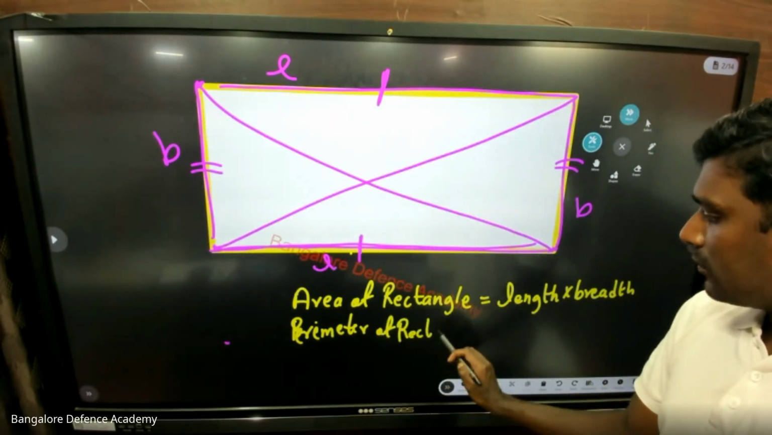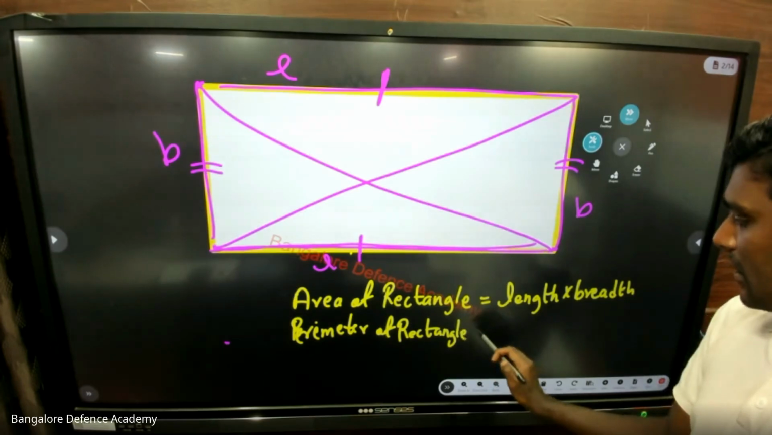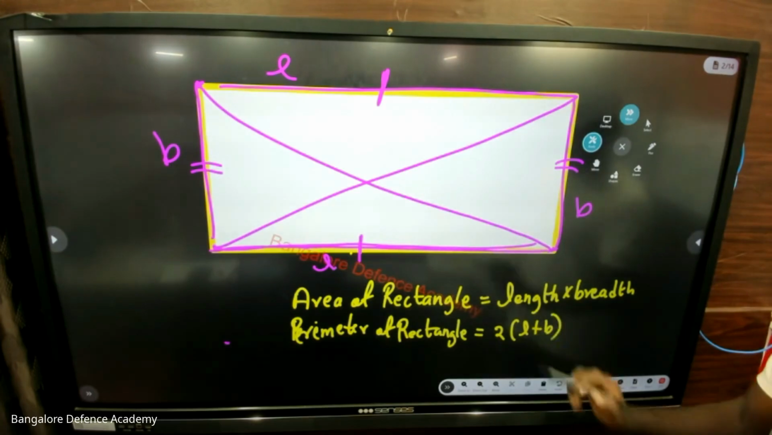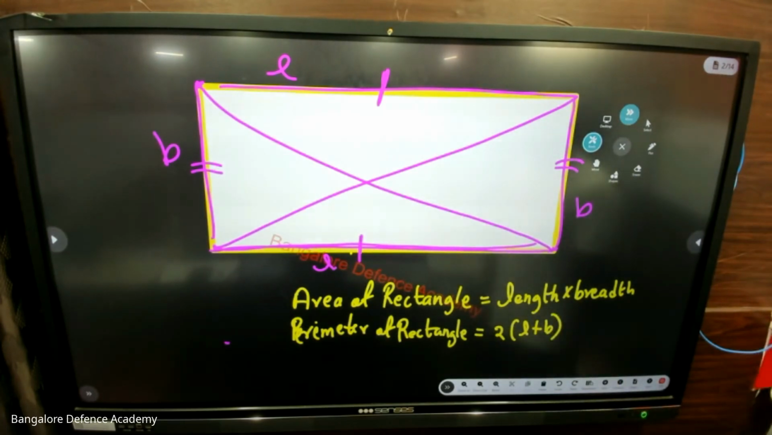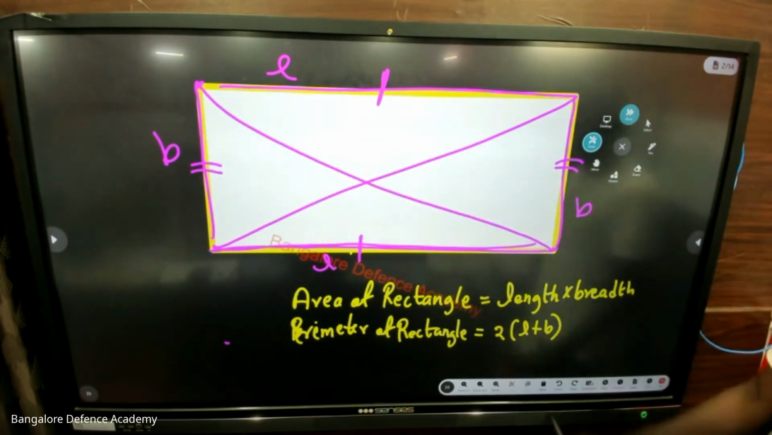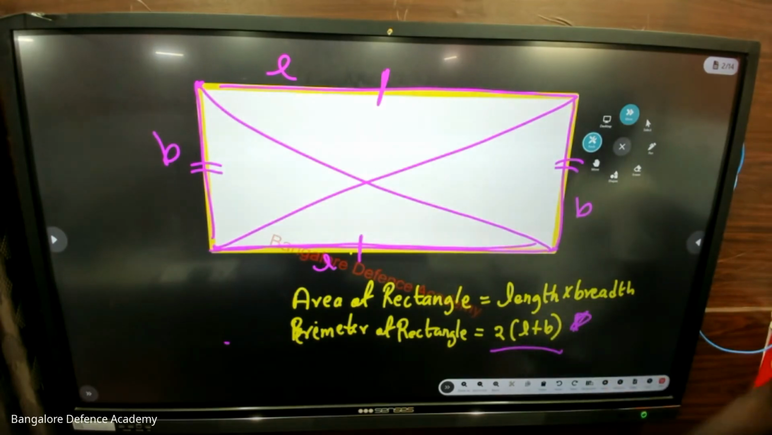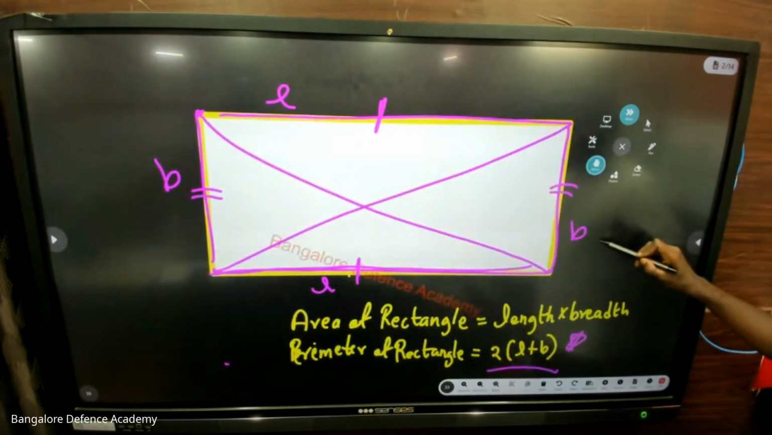Next, perimeter of rectangle. Perimeter of rectangle is equal to 2 into bracket length plus breadth. Don't miss this bracket. Write down this bracket. Very important. Put a star mark.